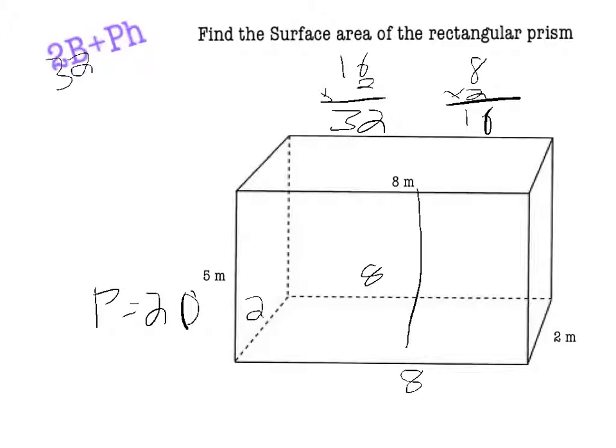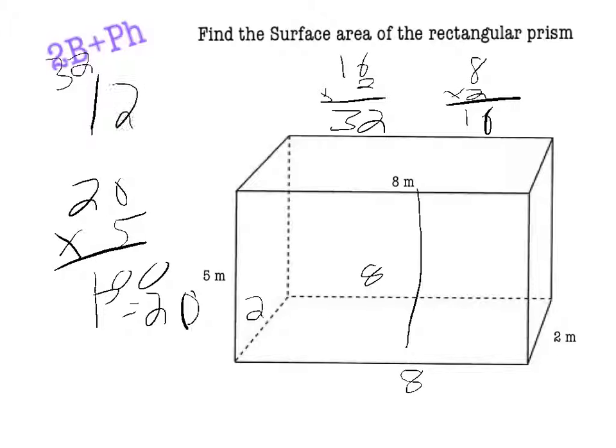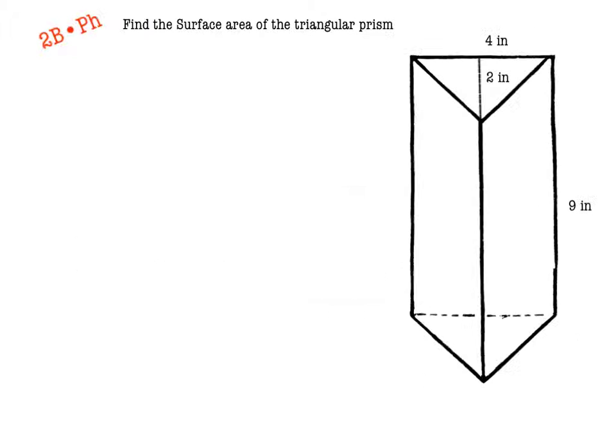Now we multiply 20 times 5, and we get 100. Now we add 100 plus 20, and our final answer is 120. The label would be meters squared, because meters is the measurement being used, and we're not talking about volume, so this small part is squared and not cubed.